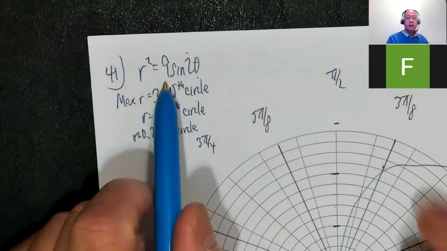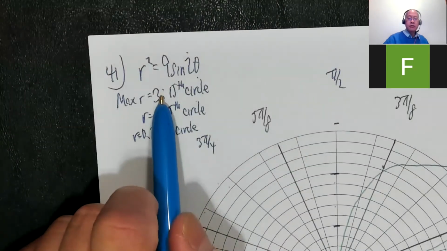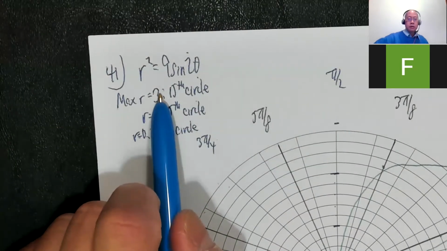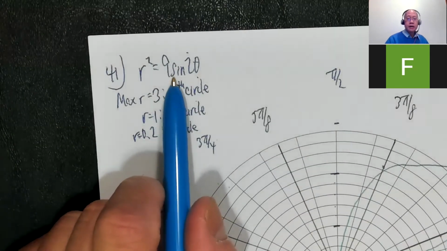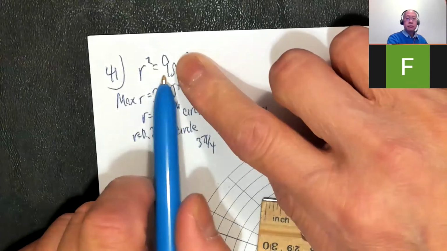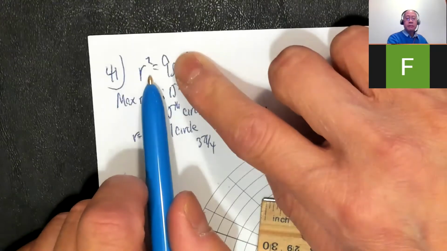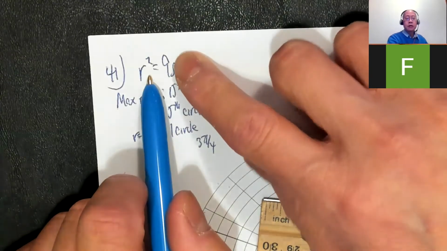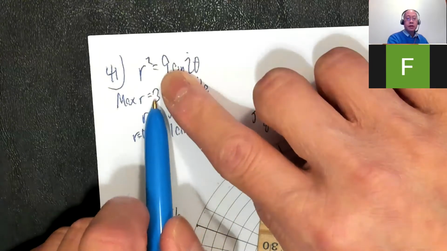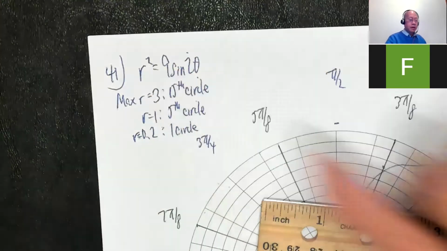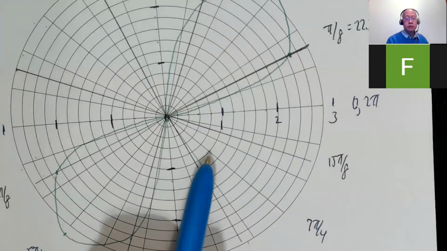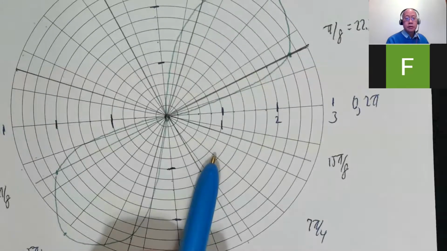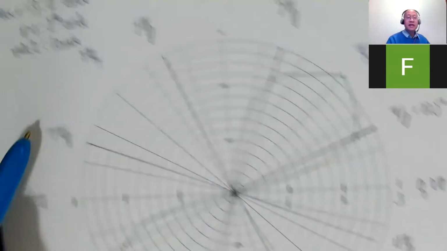All right, so first thing I notice is what's the maximum value of r? Well, I know sine of 2 theta can be as big as 1. So if r squared is 9, r has a maximum value of 3. So r equals 3 is the maximum. I have 14 circles. I will use 15 circles.